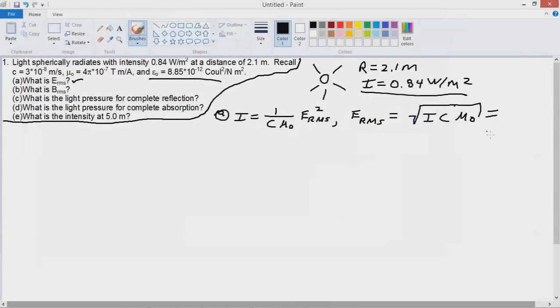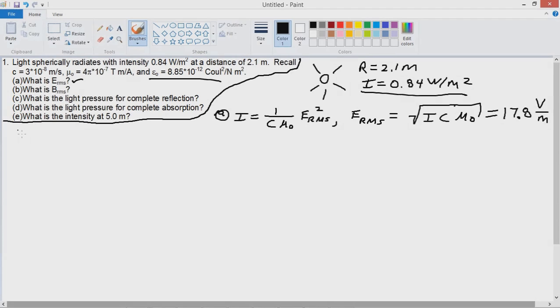I get 17.8, and that would be volts per meter or newtons per coulomb. Doesn't matter. Now, I'm a little concerned about my units.